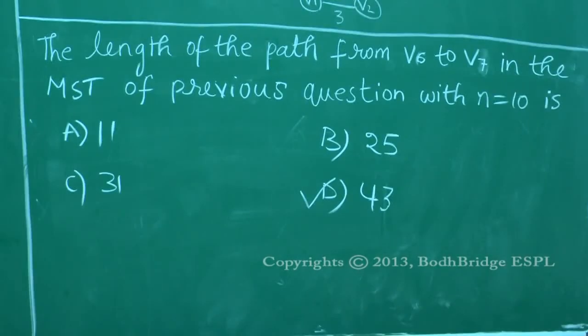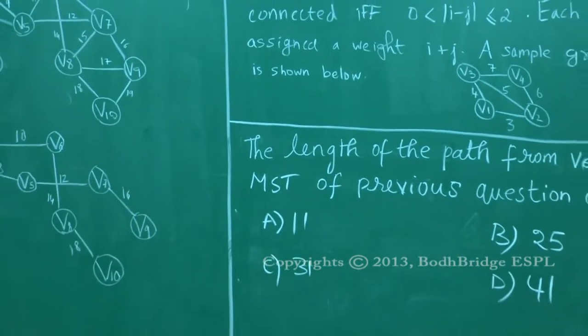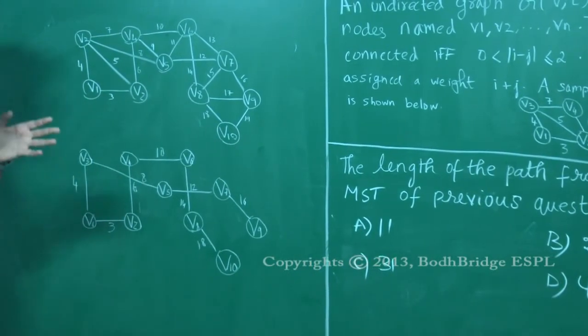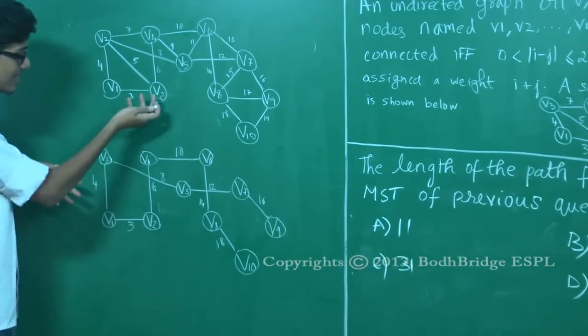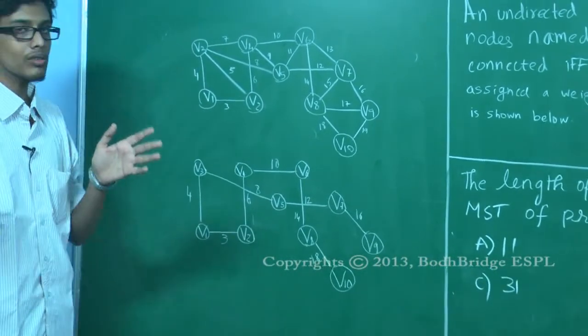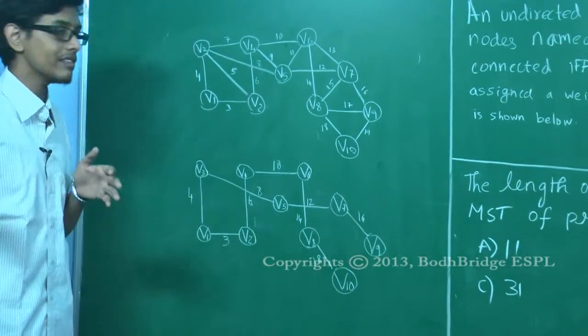The question is, the length of the path from V6 to V7 in the minimum spanning tree of the previous question with n equal to 10 is option A 11, option B 25, option C 31 and option D 43. Now for n equal to 10, we see that the graph is this. Basically the graph will have an edge between Vi and Vj if modulus of i minus j is less than or equal to 2. So for example, if we take V5, it will be connected to V3, V4 and V6, V7 also. And the weights are i plus j for an edge between Vi and Vj.